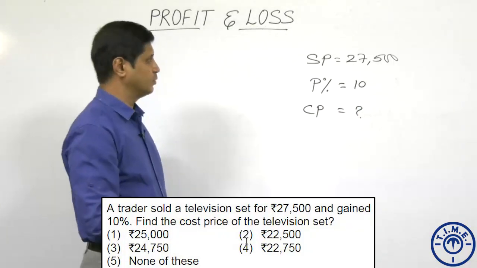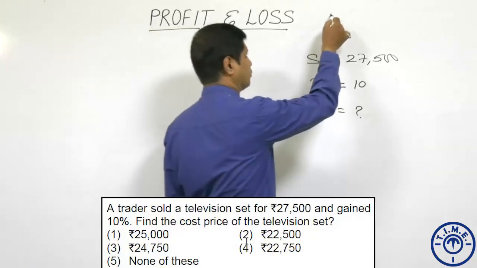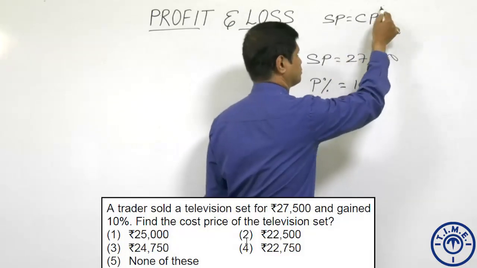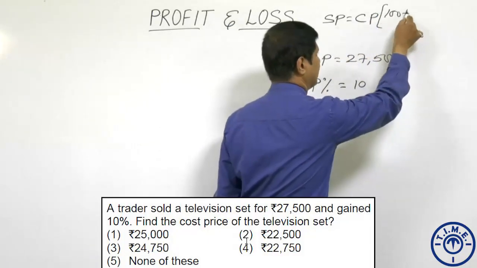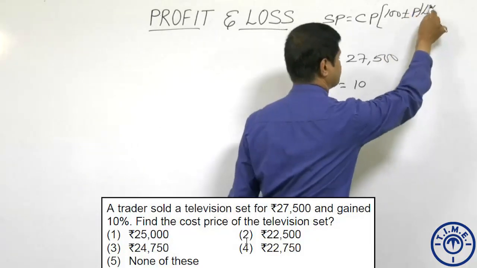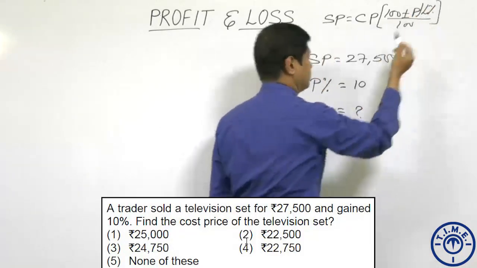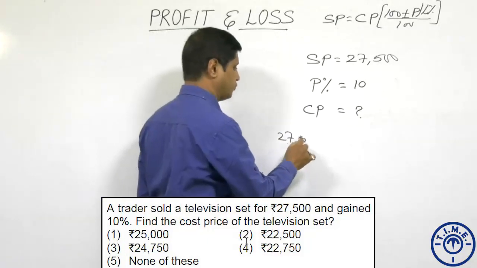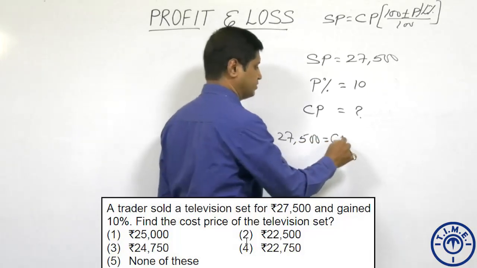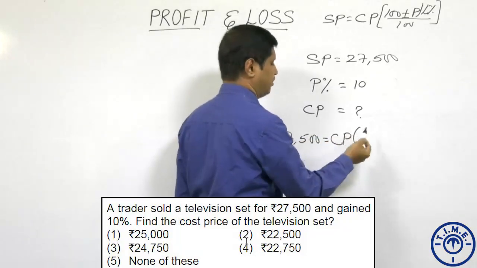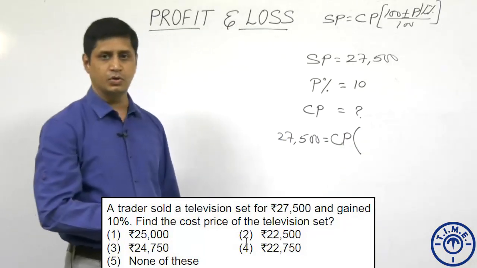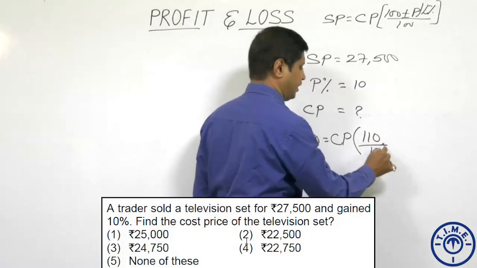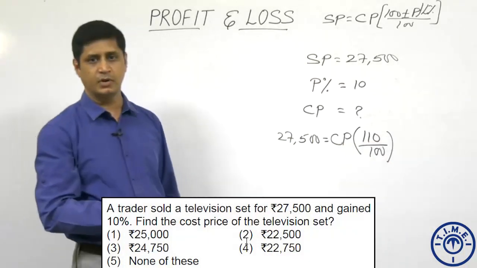Now what is the formula to find the cost price? There is a formula to find the cost price using the selling price: selling price is equal to cost price into 100 plus or minus profit or loss percent by 100. Now the value of SP, selling price is given here. How much? 27,500. Now cost price to be found into 100 plus 10%. Profit is given, so add it to 100. So 100 plus 10 is 110 by 100. If loss percent is given, subtract from 100.